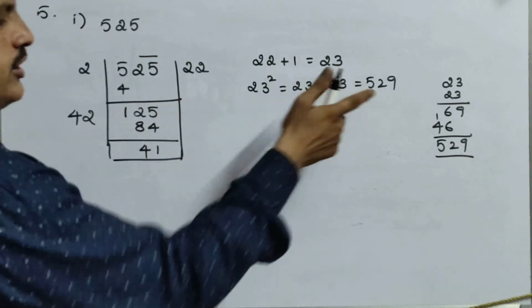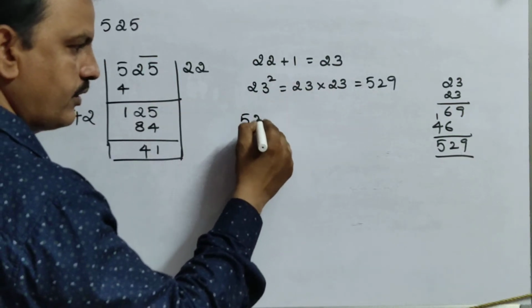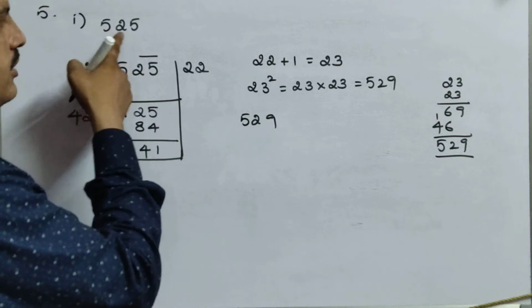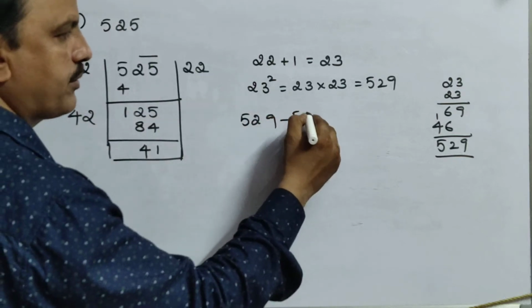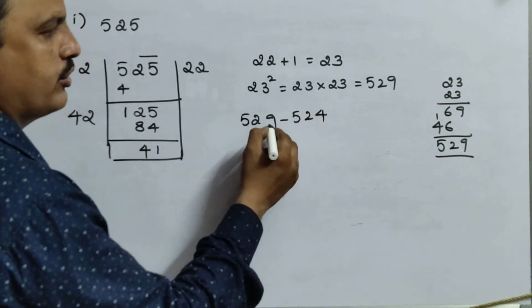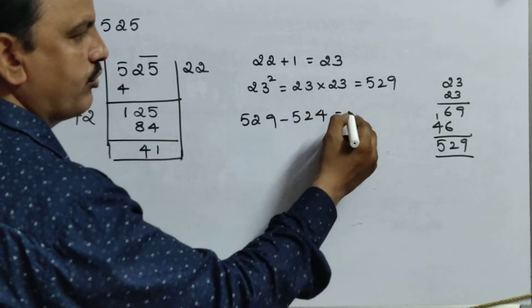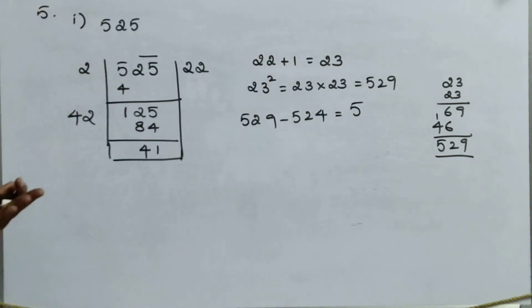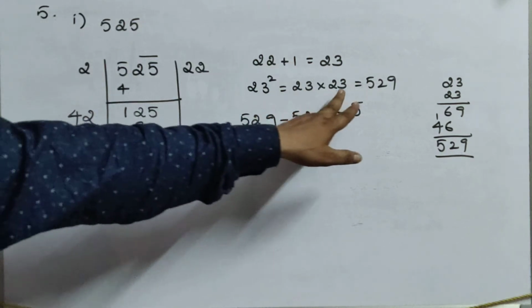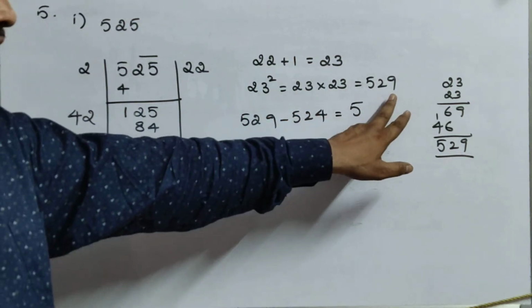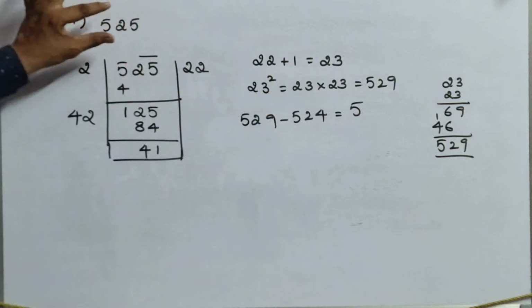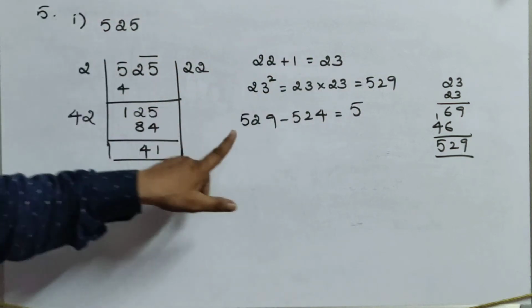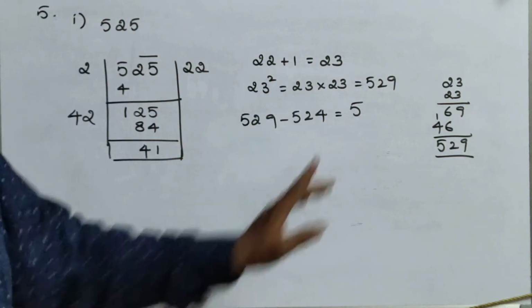Now here 529 you got. Now what is the question you got here? 525. So subtract that one. So 529 minus 524. That is how much? 5. Understood? 23 into 23 is 529. From this, subtract the given question always. So 529 minus 524 is 5.